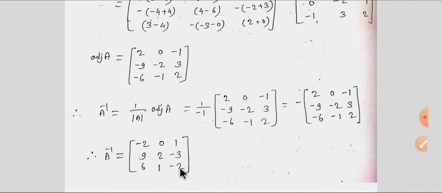Hence the solution. So this inverse method we use for finding the solution of a system of linear equations by matrix method. In the next video we discuss solving systems of linear equations by the matrix method, and we stop here.